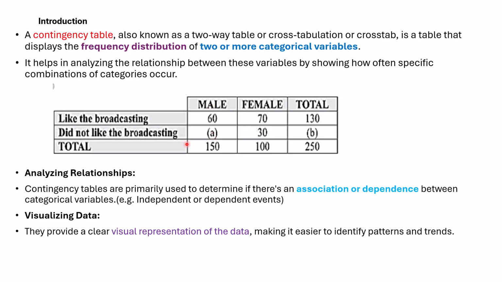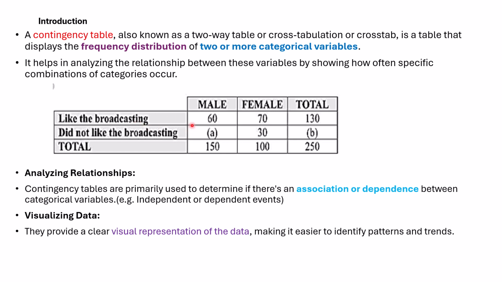So there, if you look, there's an example of a contingency table. We have males, we have females, we have total. But at the same time, we have those that like broadcasting and those that did not like the broadcasting. As you can see, it helps analyzing the relationship between these categorical variables by showing how often specific combinations of categories occur.